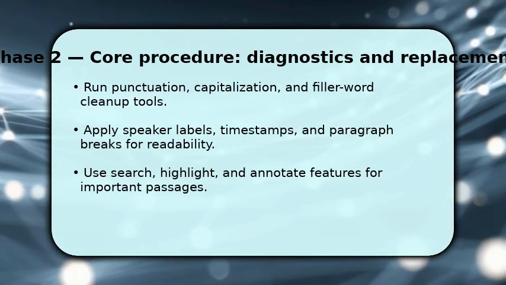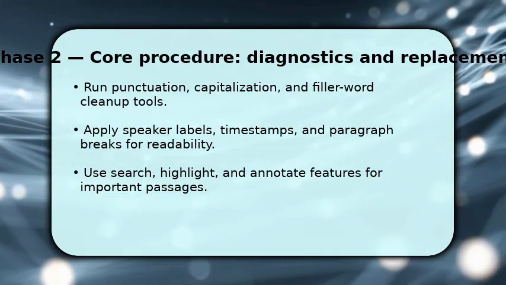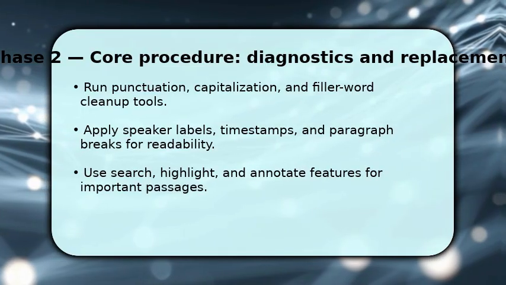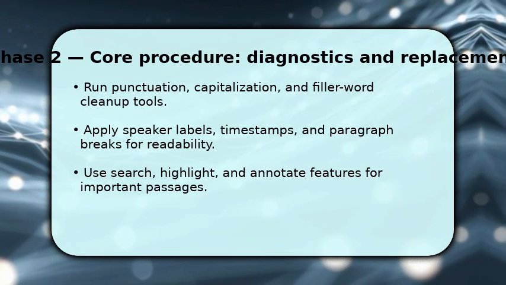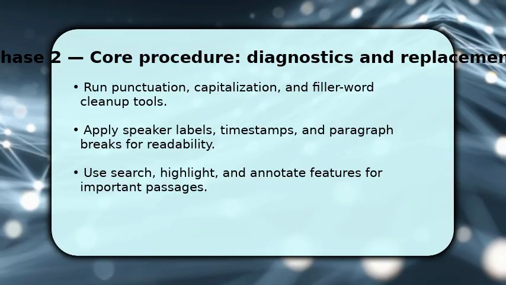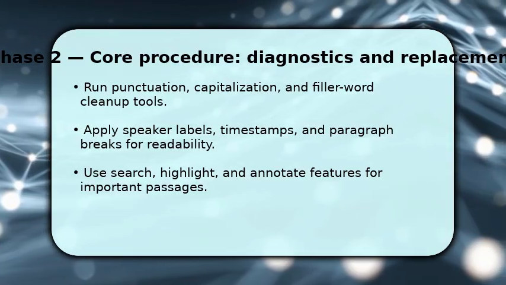Once you have a raw transcript, clean it. Remove ums and ahs, restore punctuation, and fix capitalization so the text reads naturally. Then assign speaker labels and add timestamps every 15-30 seconds to enable quick reference. This helps when you need quotes or action items.